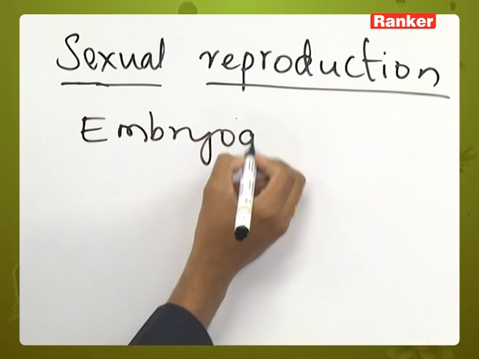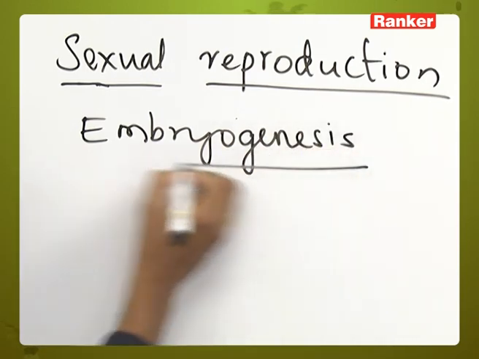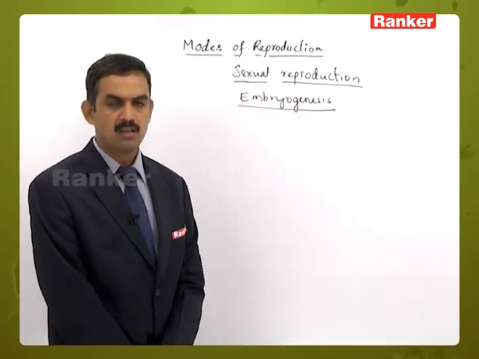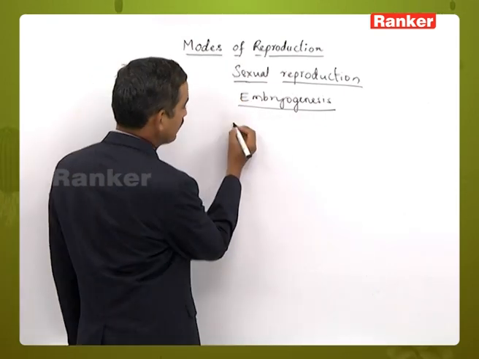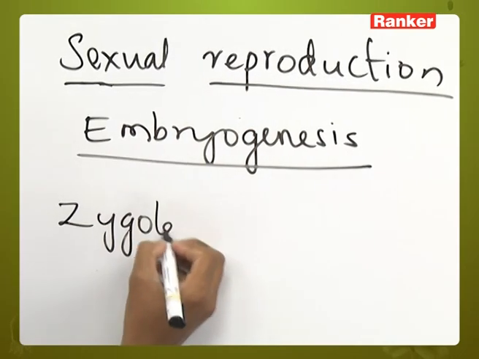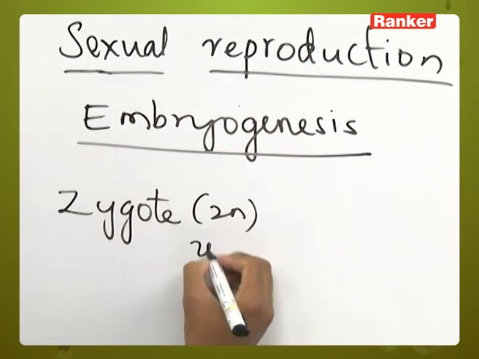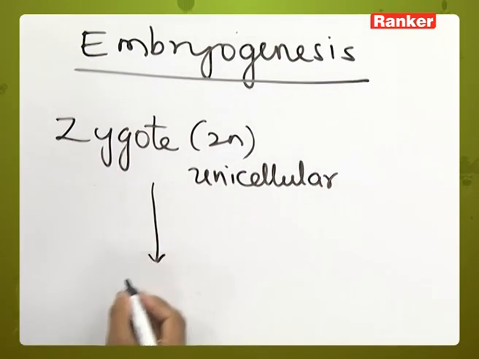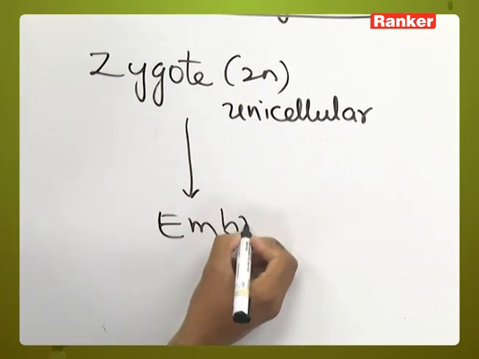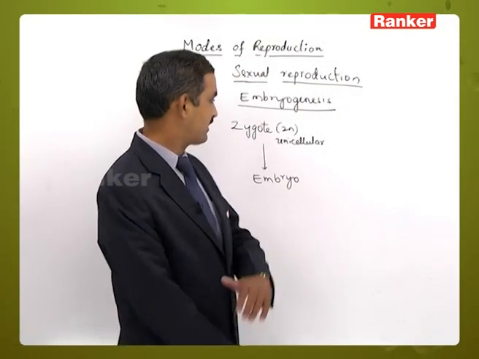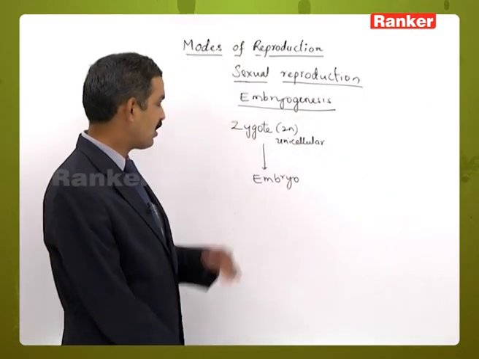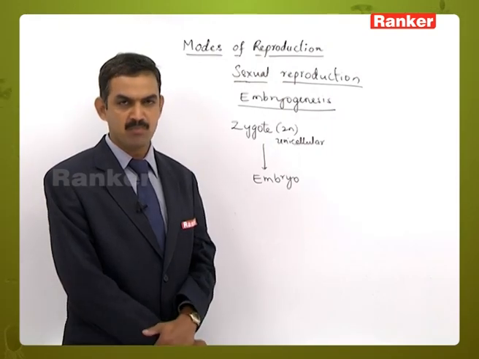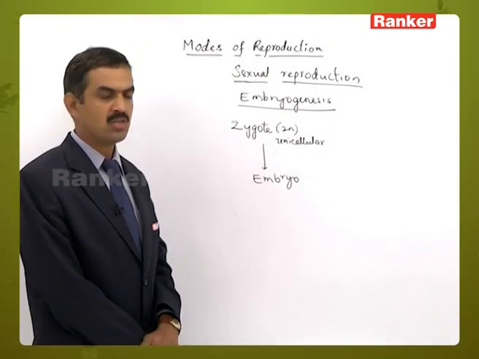Embryogenesis. The fertilization product, or the fertilized egg, is called zygote. This zygote is diploid and unicellular, made up of only one cell. This zygote will undergo repeated mitosis to form the embryo. There are many stages from zygote to embryo, because the zygote will undergo mitotic divisions in a systematic and schematic manner, resulting in a multicellular structure called embryo.